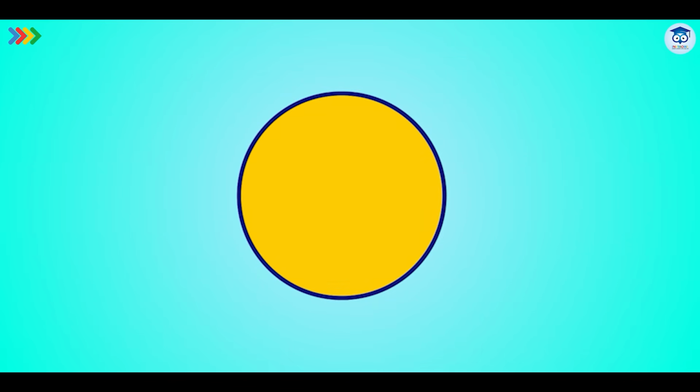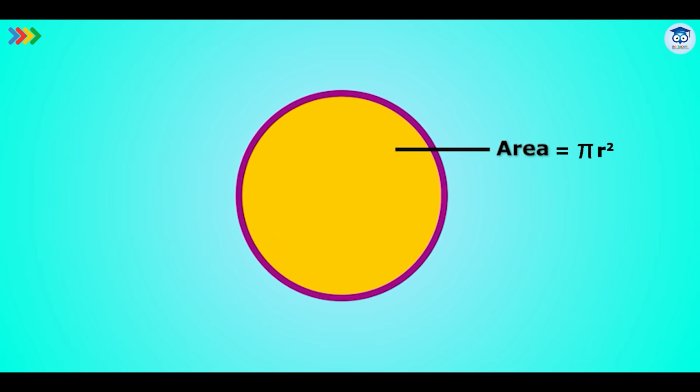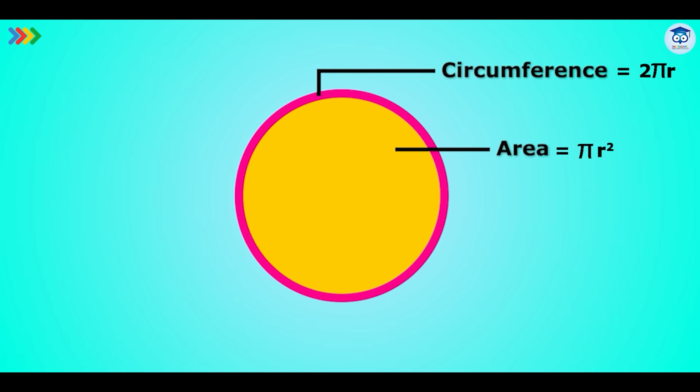We have the area enclosed by the circle. We already know the area of a circle is nothing but pi r square, where r is the radius and pi is the mathematical constant, whose value is approximately equal to 22/7. Circumference is the distance around the circle, and that is given by 2 pi r. Same here, r is the radius and pi is the constant.